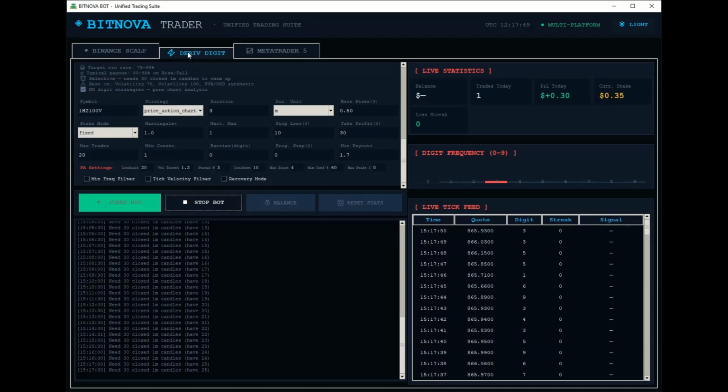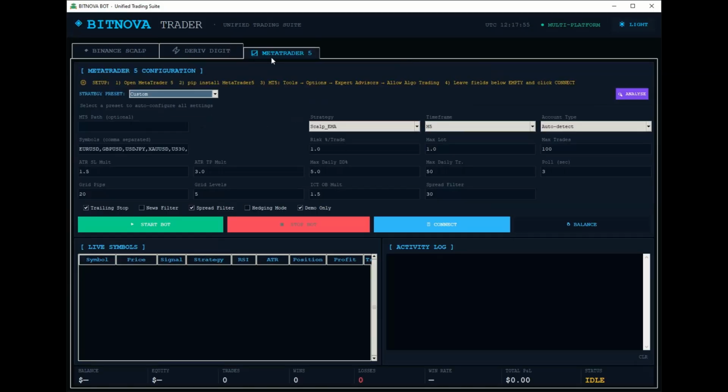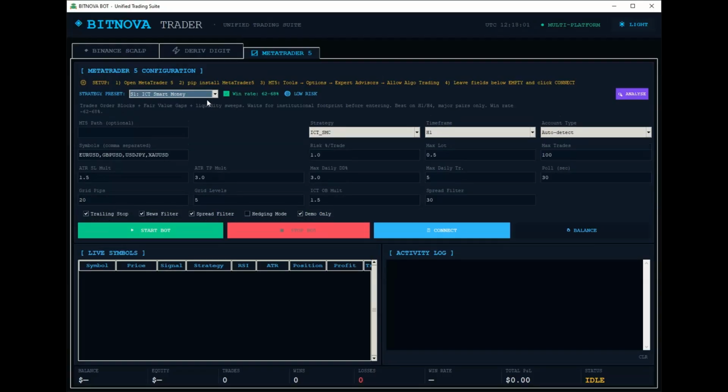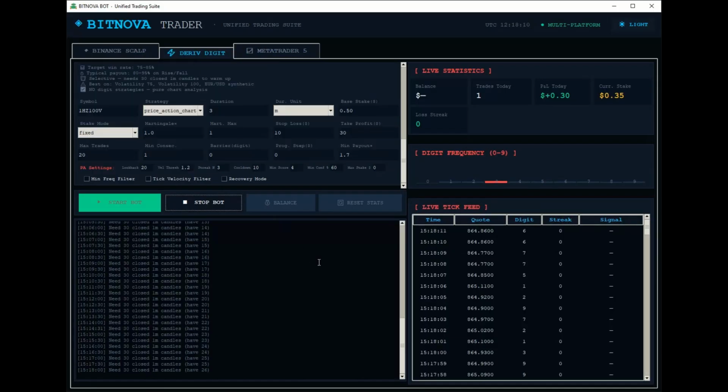3. No real edge. A lot of bots on the market are glorified random number generators wrapped in a flashy interface. They don't analyze anything, they just fire blindly and hope the odds work out. BitnovaTrader was built to solve all 3. It removes emotion completely. It executes with identical discipline on every single trade. And critically, it actually analyzes the market before deciding anything.